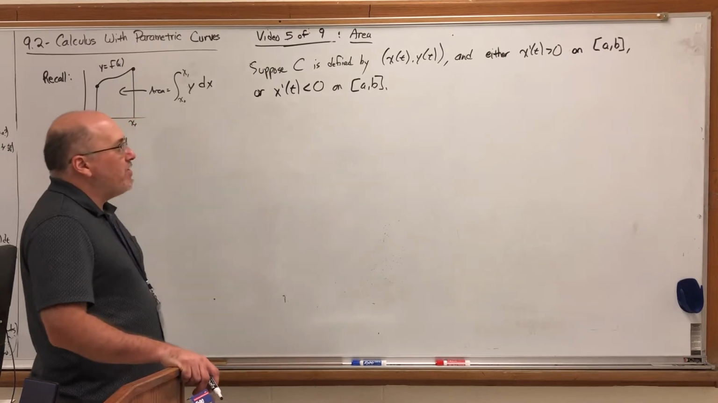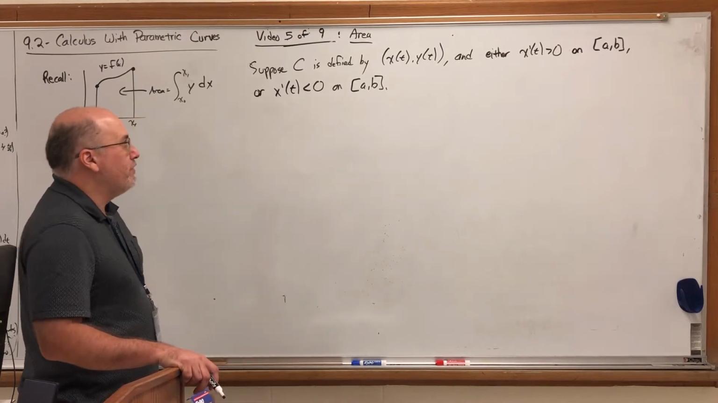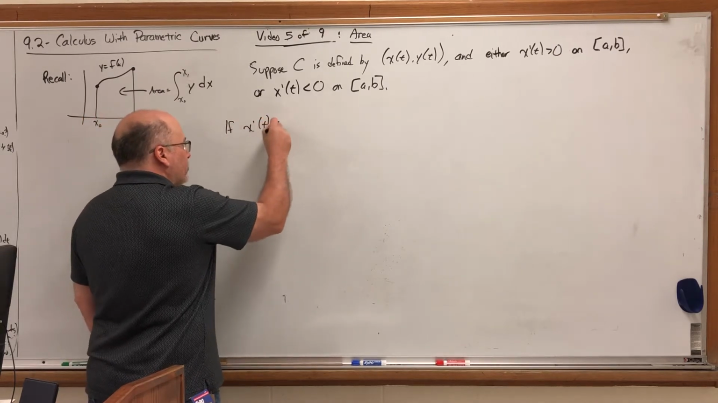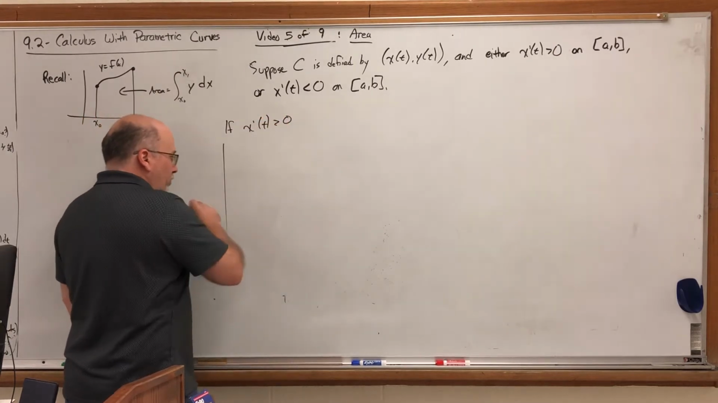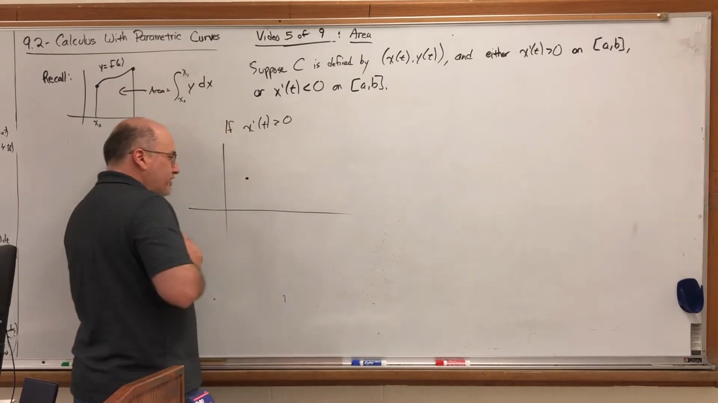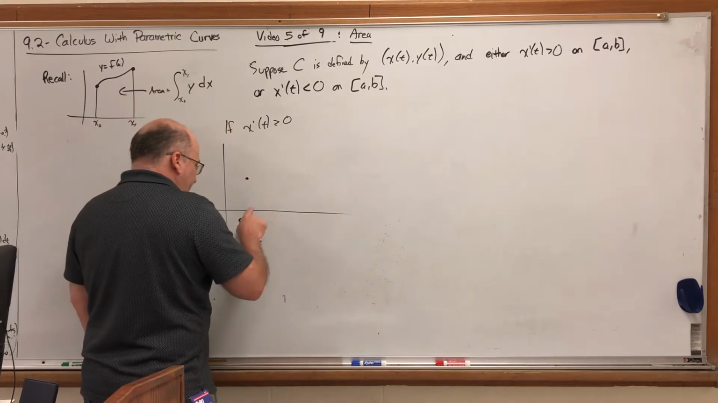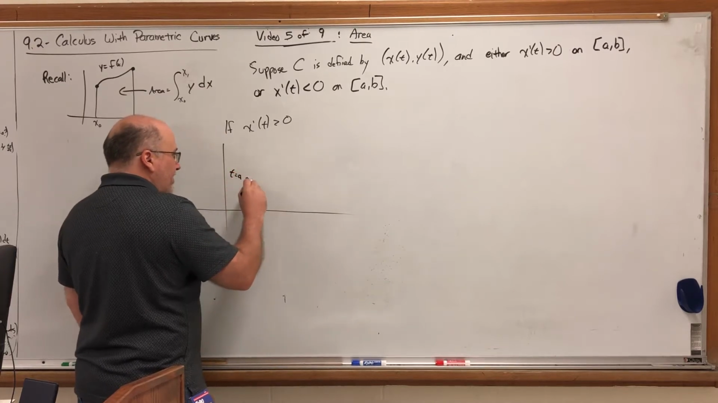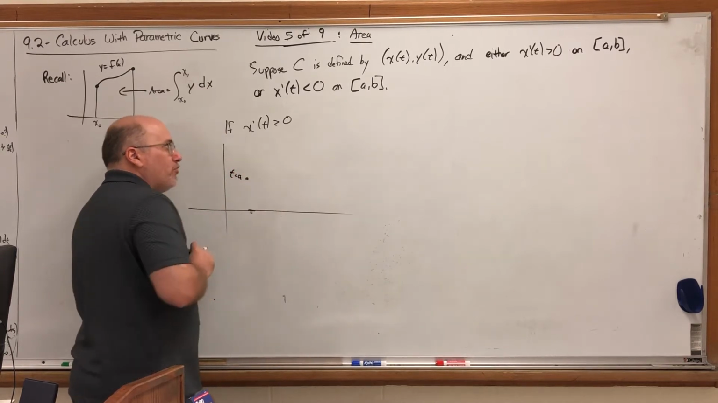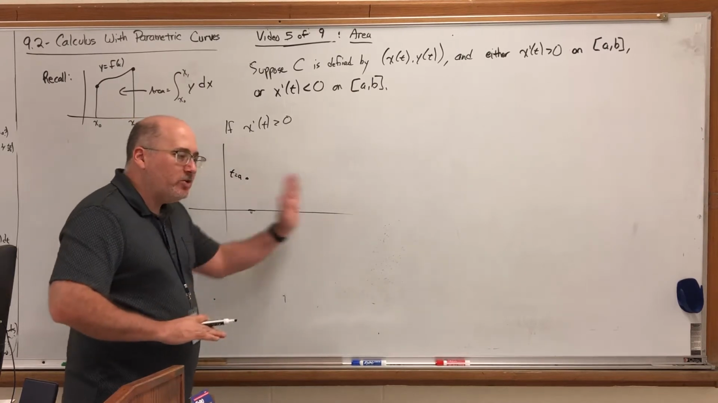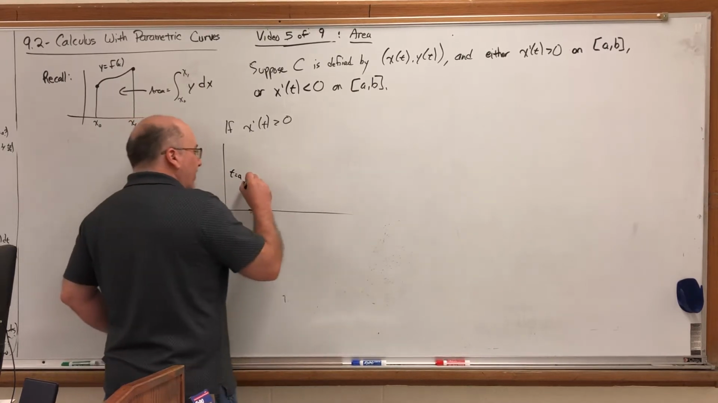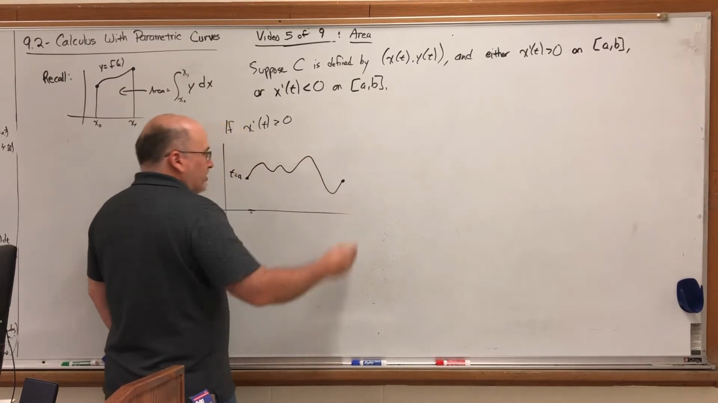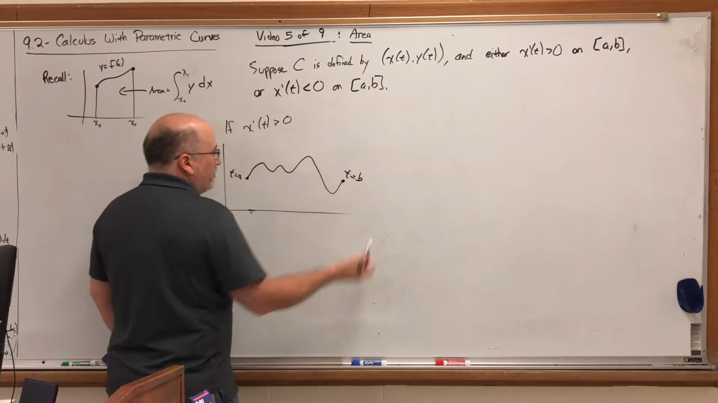So let's take a look at what would happen if the x derivative were always positive. If the x derivative were always positive, then we would have a graph that starts at some point. We'll say this is at t equals a. And then the x would always be increasing, so the x would always be moving left to right. Now the y can do all kinds of crazy stuff, but the x would always move from left to right.